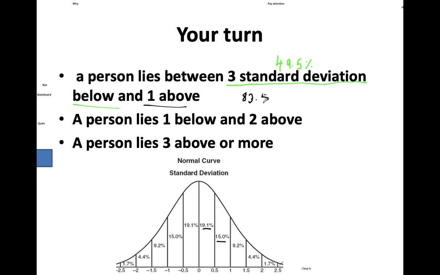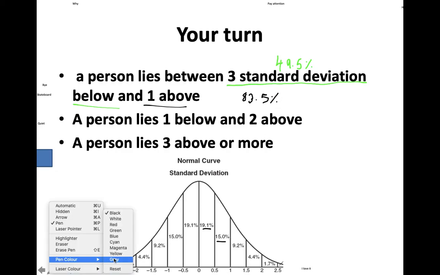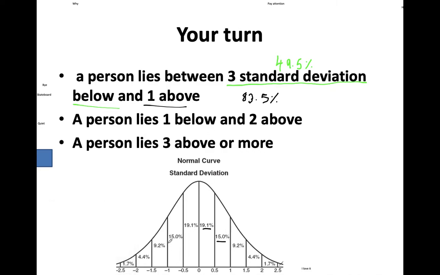A person lies between 1 below and 2 above. This time I'm going to focus on 1 below, which is this value, and 2 above, which is this value, and everything in between. So we're going to cumulatively add all of these together. We're going to have 68, which is this line, plus an additional 9.2 and 4.4. So that's going to be 68 plus 13.6, which is 81.6, I believe. If you disagree, please let me know.